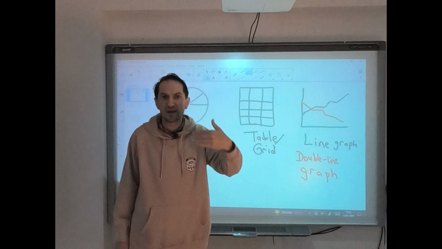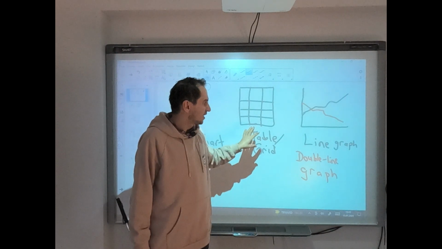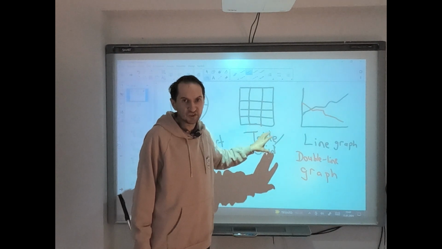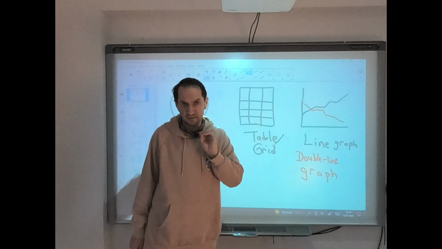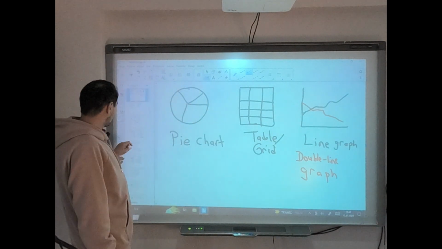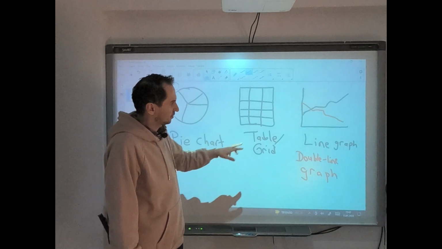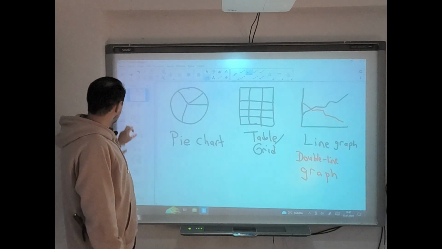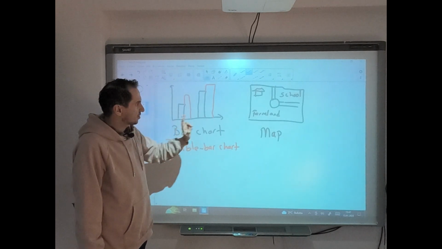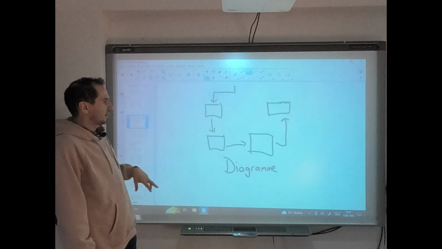So you have to vary your vocabulary. For this, you have to know the specific names for each type of graph. All right, this is the most important thing. So now again, let's go over pie chart, table, line graph. This is a bar chart and a map and a diagram.